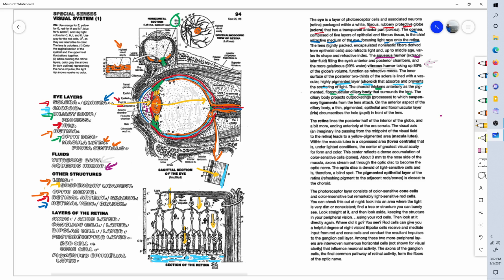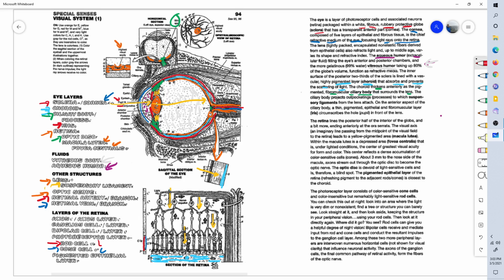The rod and cone cells are sensitive to light and color. So the rod cells here, these are sensitive to light, and the cone cells sensitive to color. And they make up what is called the photoreceptive layer. The photoreceptive layer of the retina. This is the important layer where light and color is interpreted.